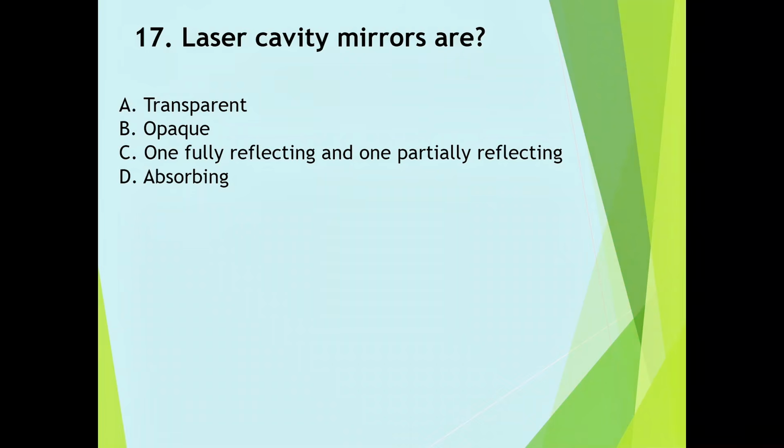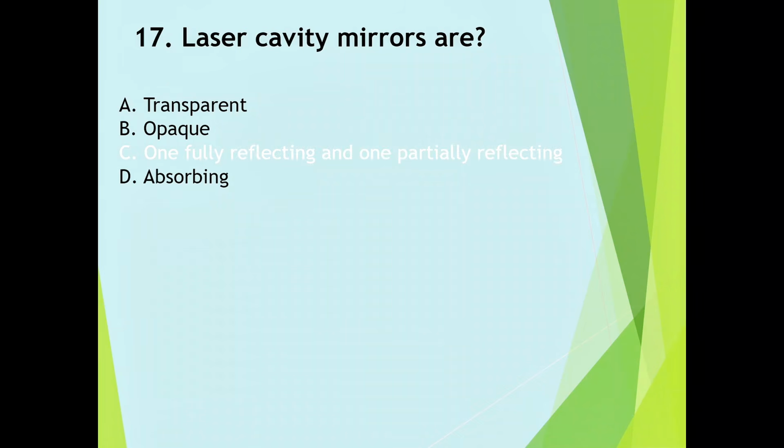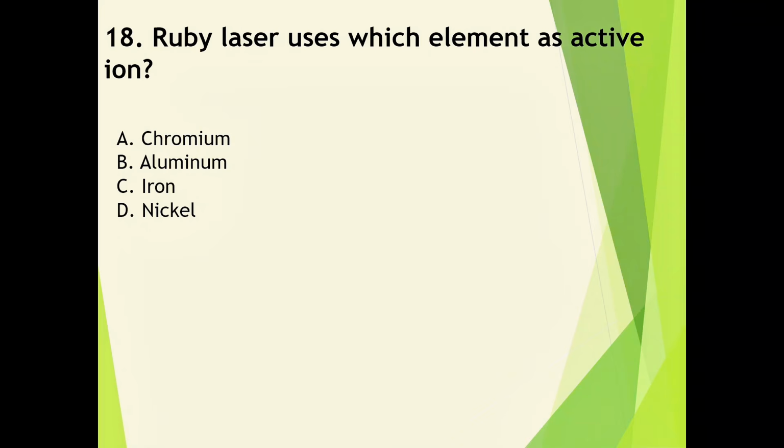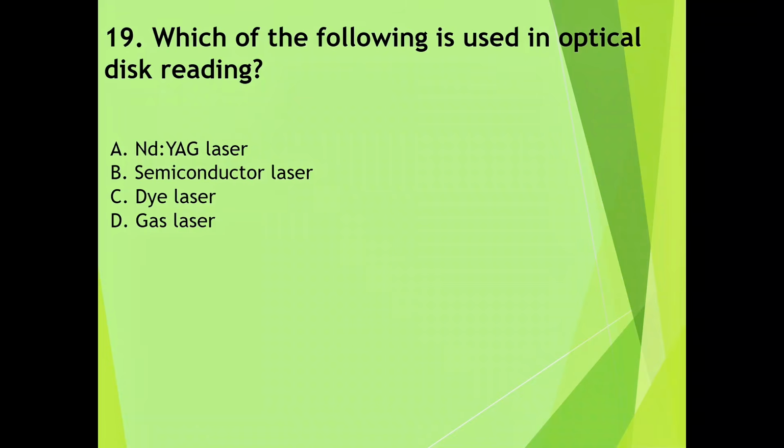So next question is, laser cavity mirrors are transparent, opaque, only fully reflecting, and one fully and one partially reflecting. Last option is absorbing. So correct option is one fully reflecting and one partially reflecting. Next question is, ruby laser uses which element as active ion? Chromium, aluminum, iron, nickel. So correct option is chromium. Next question is, which of the following is used in optical disc reading? Nd-YAG laser, semiconductor laser, dye laser, gas laser. So correct option is semiconductor laser.